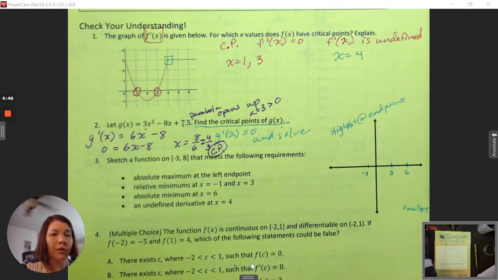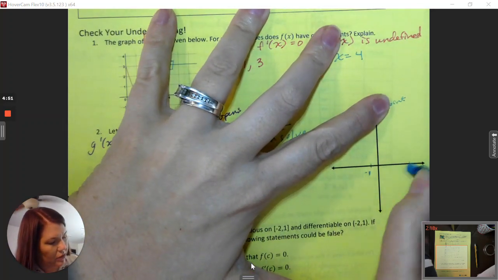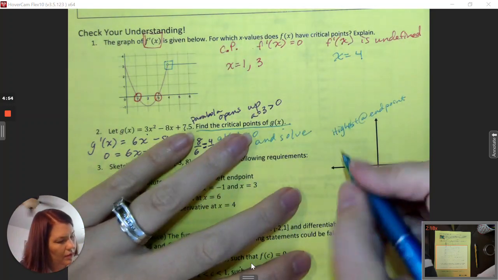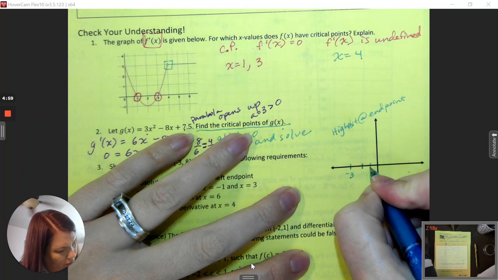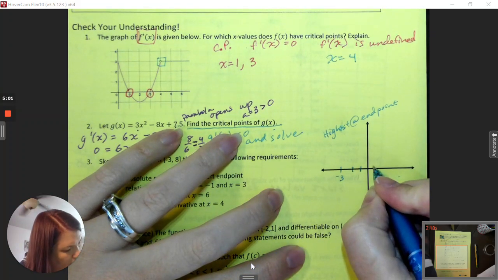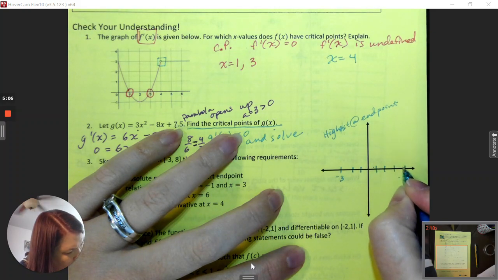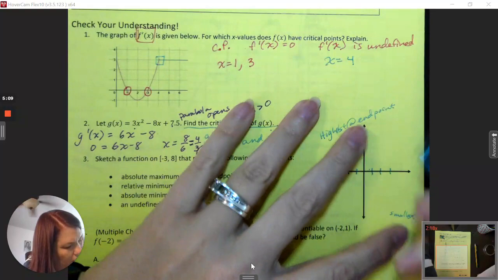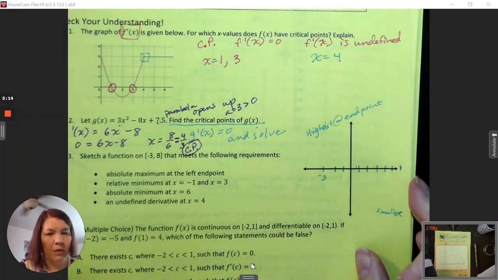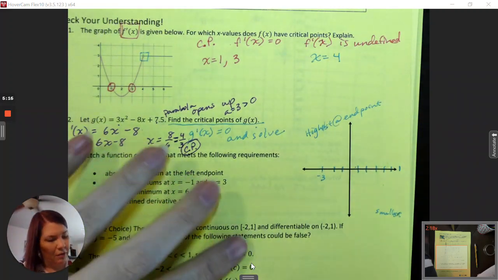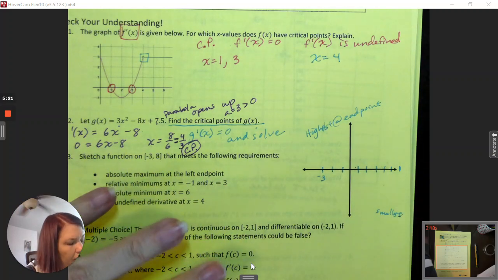Sketch a function from -3 to 8. I'm going to spread these out a little bit before I actually do the sketch. So this is going to be -3, -2, -1, 1, 2, 3, 4, 5, 6. It's going to be off the paper a little bit. Break it out however works for your brain. Just try to be consistent on interval size.